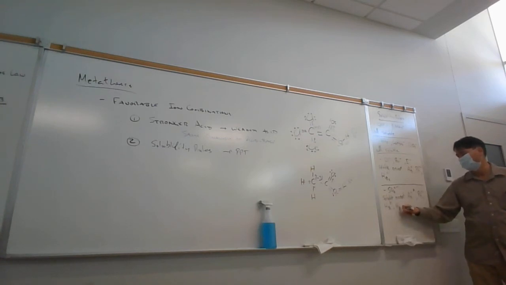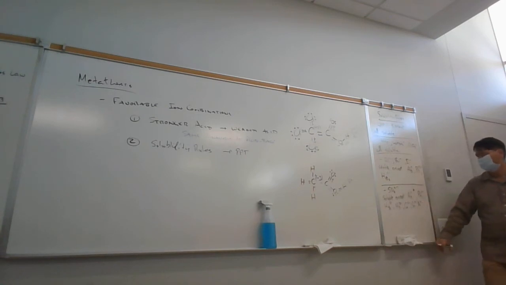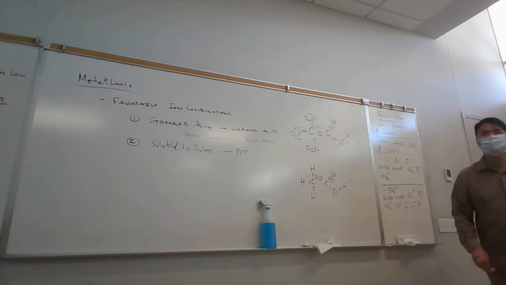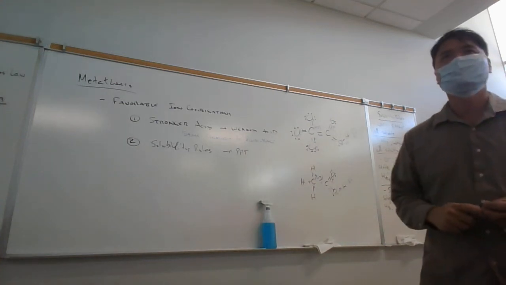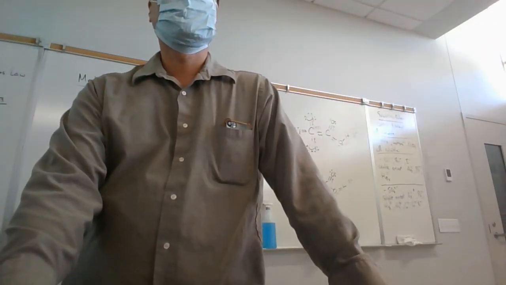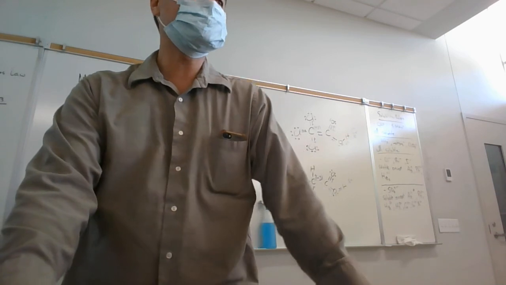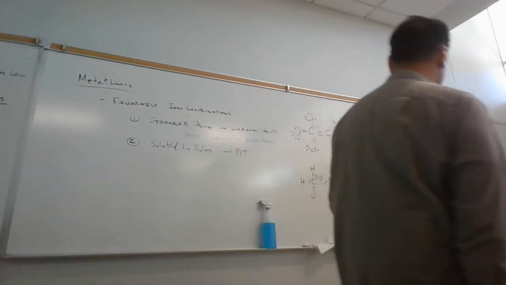Mercury 2 and calcium, strontium, and barium. These like each other as well. Now there's some strange ones like magnesium. Why is it magnesium? Magnesium, is it bigger than calcium or smaller than calcium? Smaller. Magnesium's smaller, so why isn't it here?